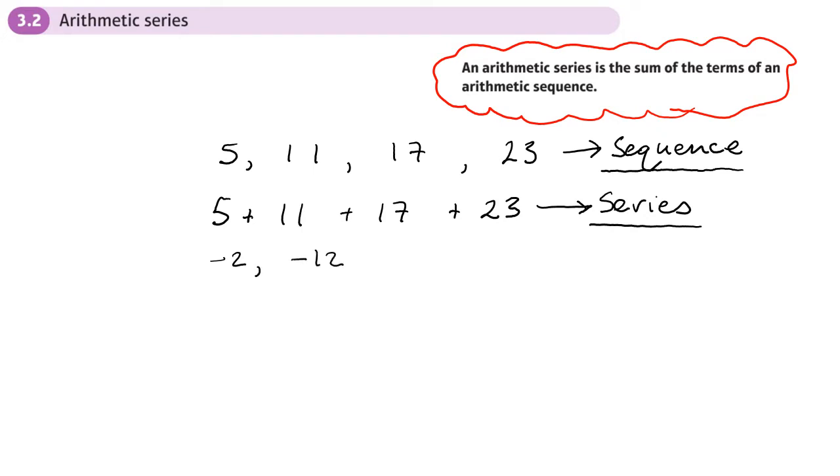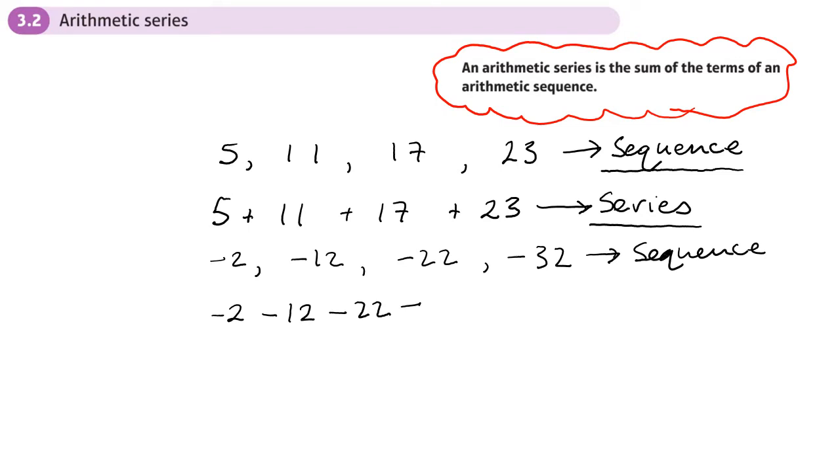let's say something like this, even if they're negative, we would still add them together. So that'd be negative 32. So that's a sequence, and the series would be negative 2 plus negative 12 plus negative 22 plus negative 32. Yeah, so it's still a series. You're still finding the sum, even if those numbers are negative. You still add them together.